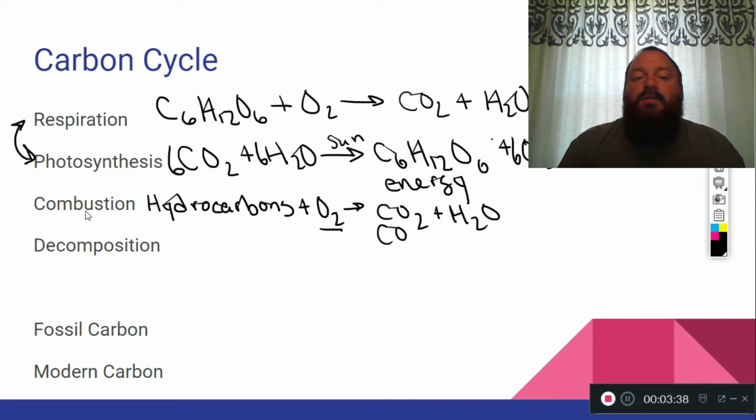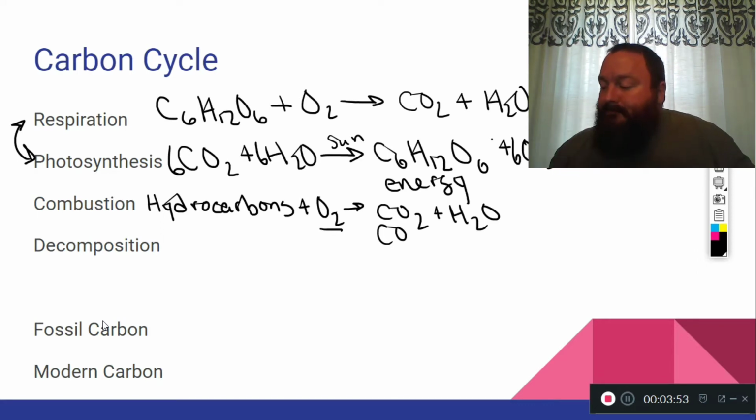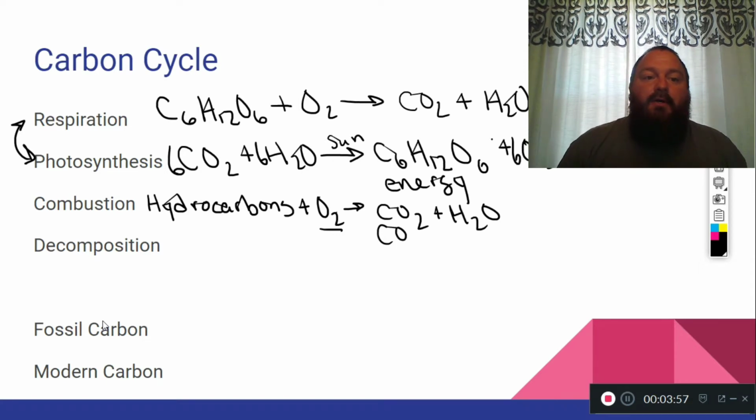So this combustion reaction, again, that could be natural forest fires. It could be human set fires in our fireplaces, or burning fossil fuel energy to produce electricity or to produce heat, whatever it is. So the combustion can be both a natural and an anthropogenic part of the carbon cycle.